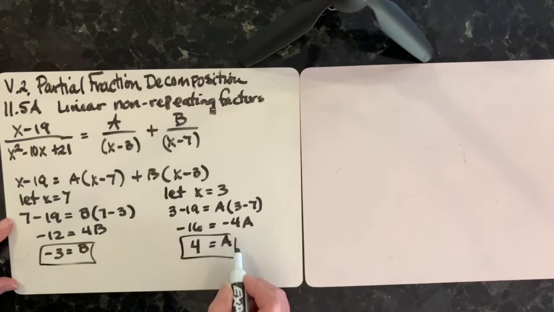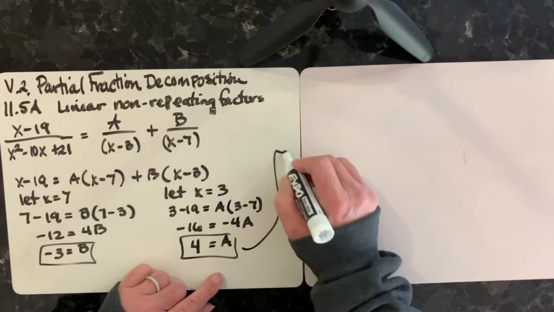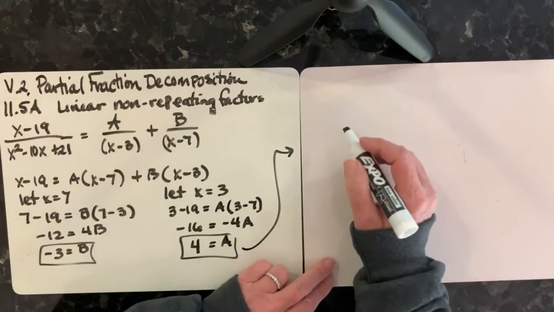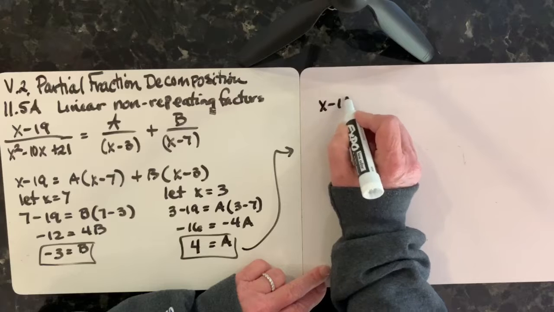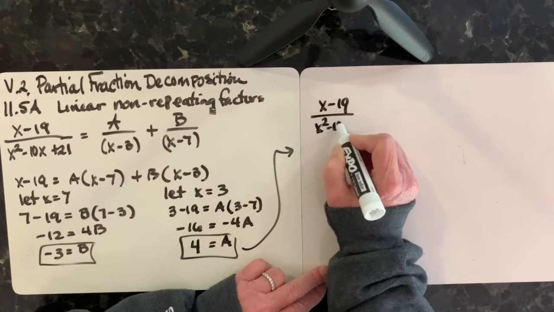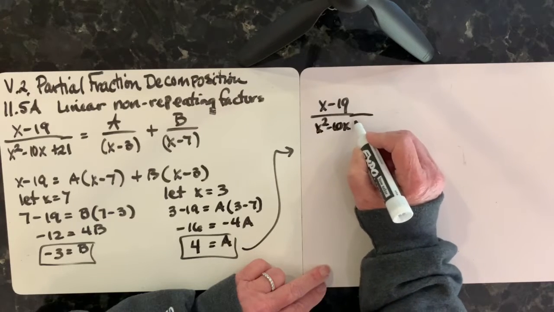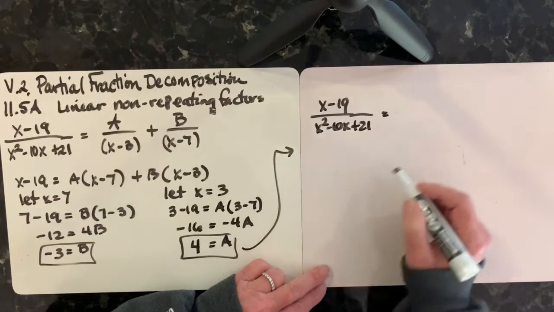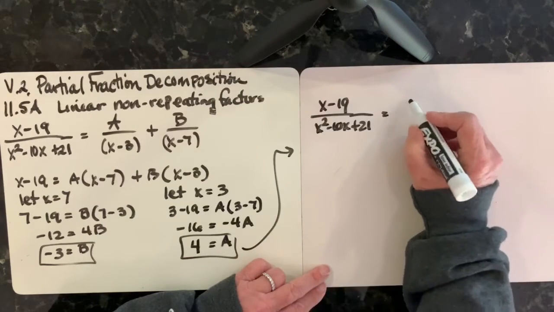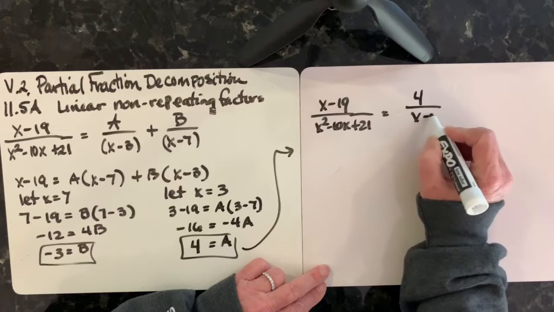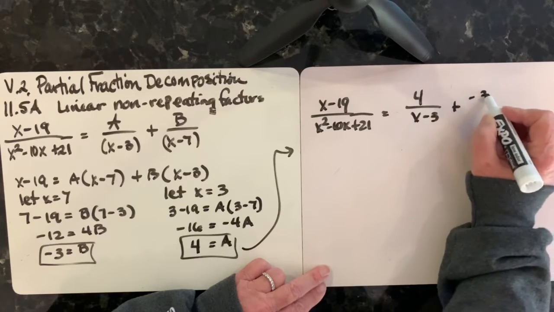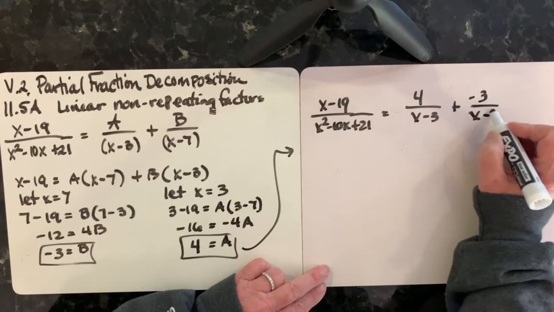Please take a note. You are not done with this problem. So we want the partial fraction decomposition. So I'm going to rewrite the original rational function here. And this would end up being a is 4. Make sure we get this over the correct denominator factor, plus a negative 3 over the x minus 7.